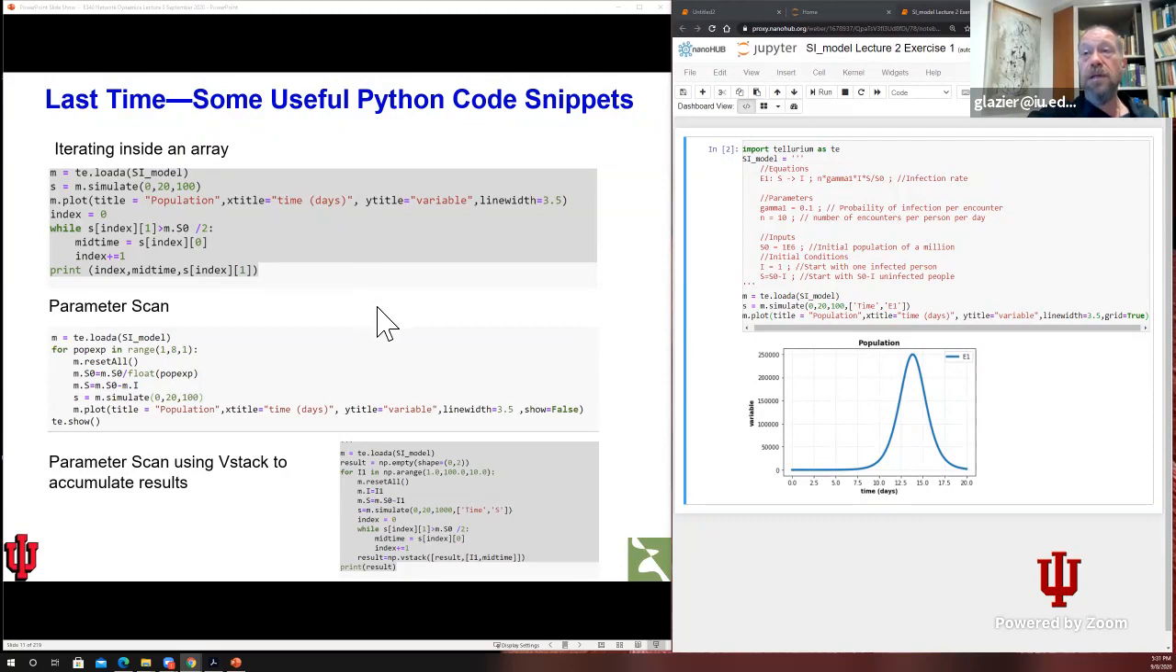Parameter scans: a for loop in Python will more often use arange, NumPy arange, than range. The need to reset our models before we run them, because otherwise they continue the previous run. How to set parameters in our model and variables.